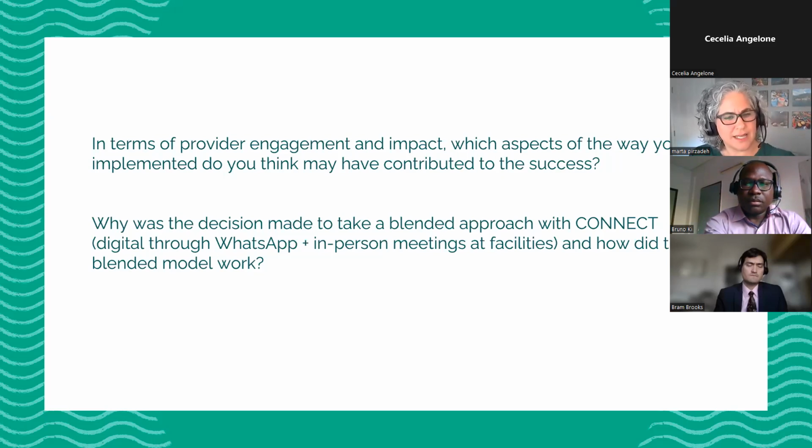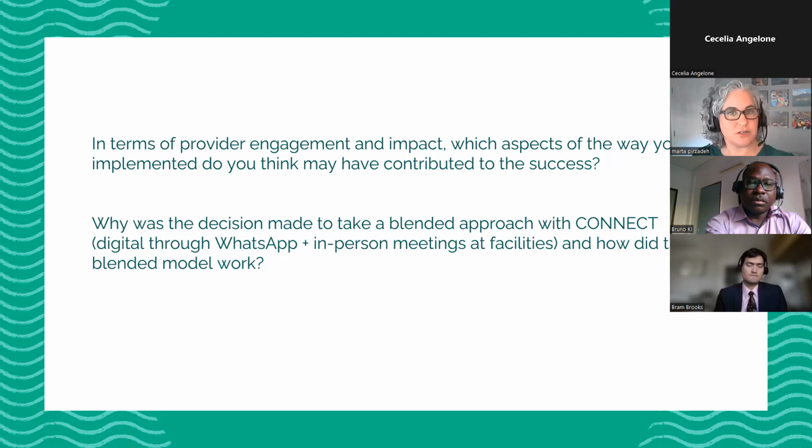Upendo, which aspects of the way you implemented do you think have contributed to your success? That is my first question. And then also, in Tanzania, Connect was implemented as a blended model. You may remember when Brahm was going through the different pillars, he talked about how Connect could be implemented, and one was as a blended model. And in Tanzania, that's what we did.